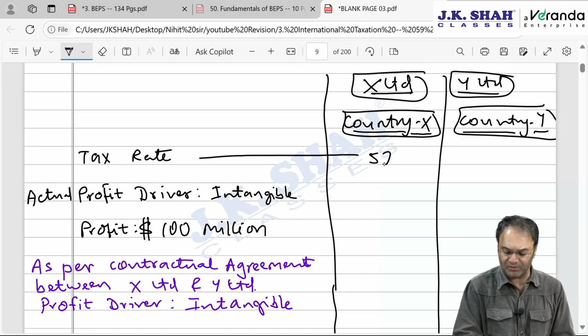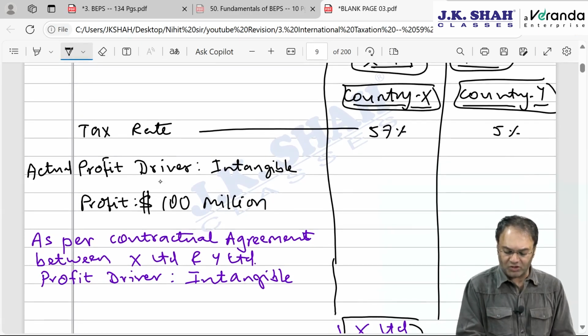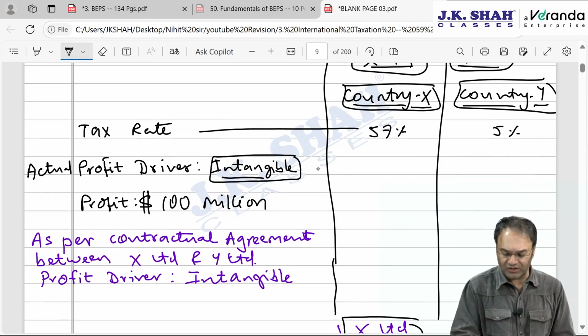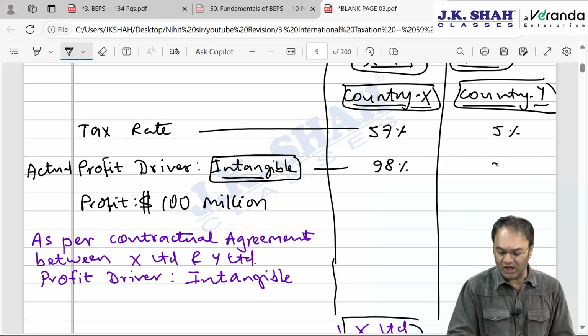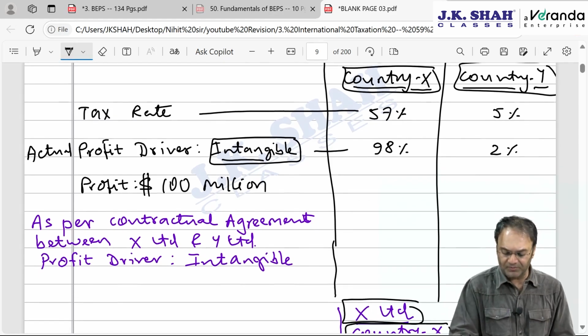Tax rate is 57% in country X, 5% in country Y. The actual profit driver is intangible. That means profits are earned because of intangible. 98% of intangibles are developed in country X and 2% is developed in country Y. Profit is still the same, $100 million.